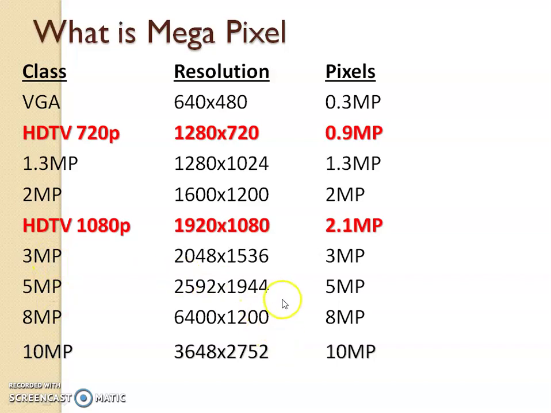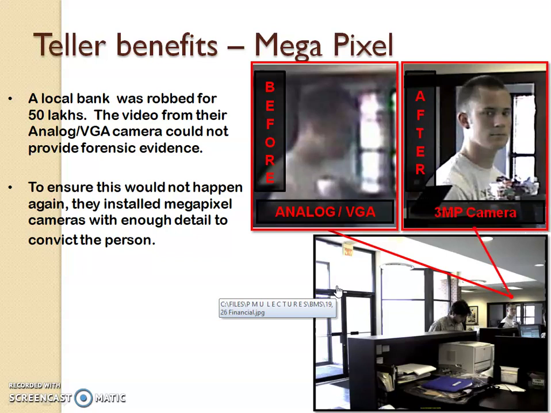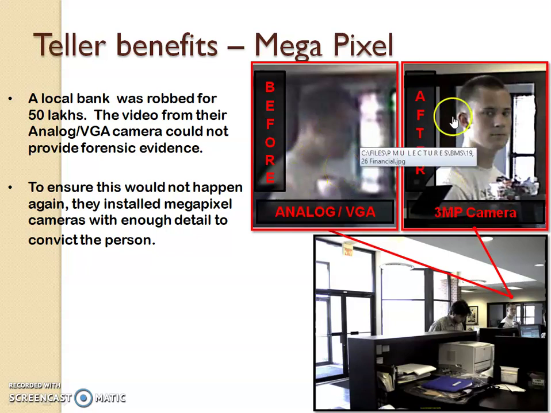This is quite important because sometimes the image comes very poor because the resolution is poor. In that case, you won't be able to detect the intruder or the crime. So we need a higher resolution camera.